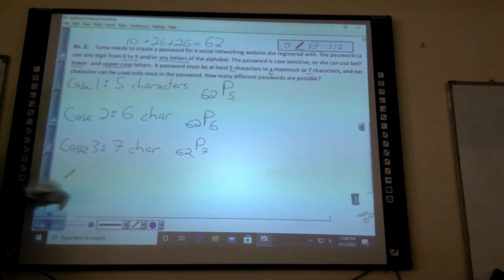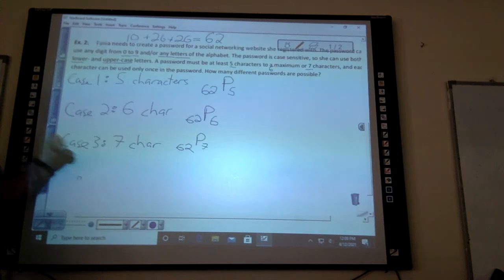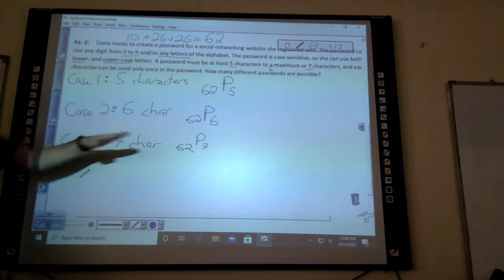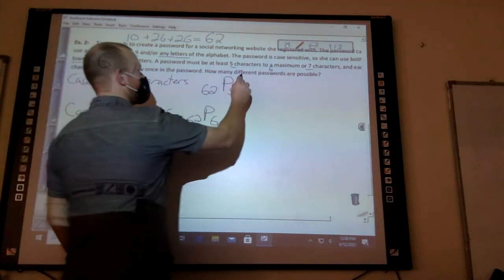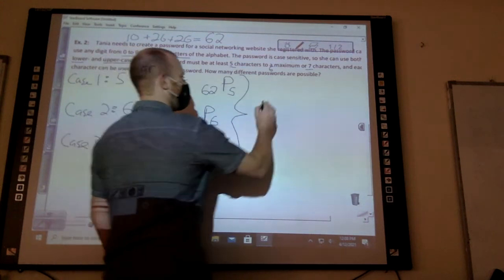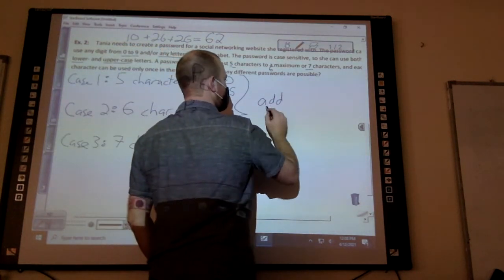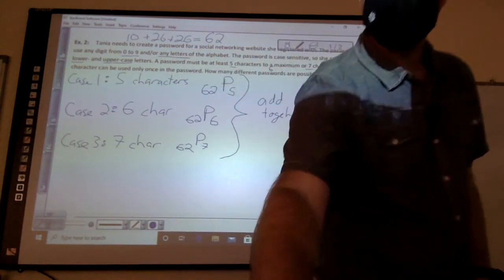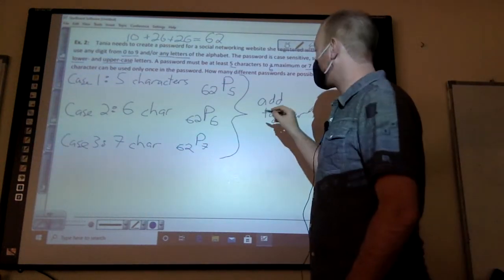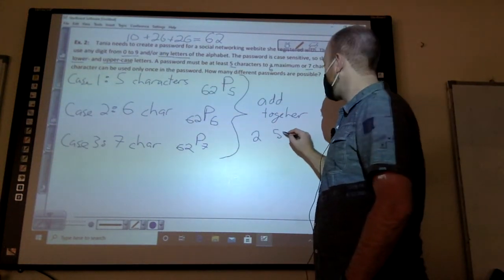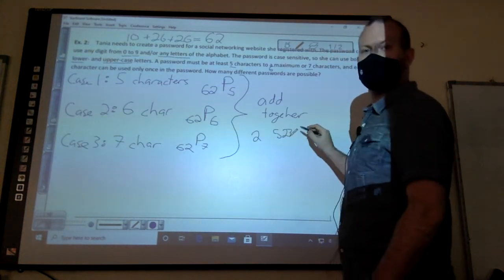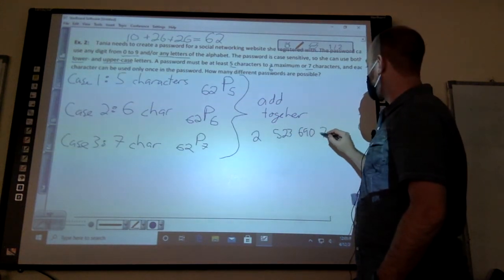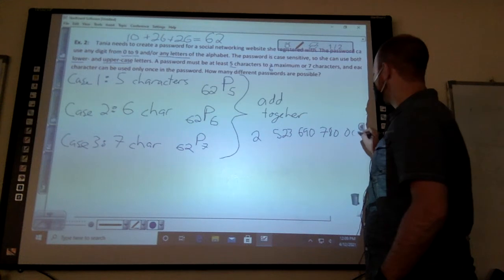Okay. So if I want the total number of passwords, I'm just going to take the number in case 1, the number in case 2, plus the number in case 3. So I'm going to add these together. And if we add them together, it's going to be a rather large number. 2, 5, 2, 3, 6, 9, 0, 7, 8, 0, 0, 0, 0.